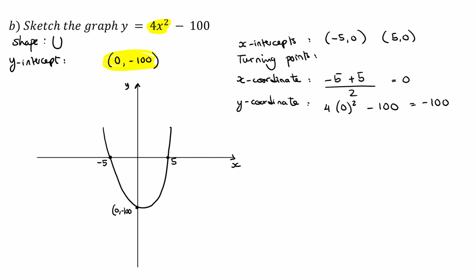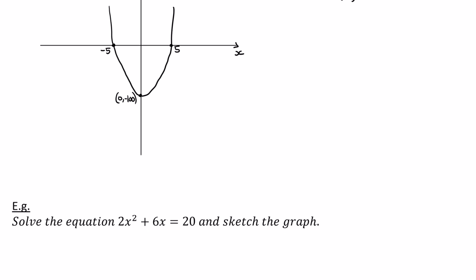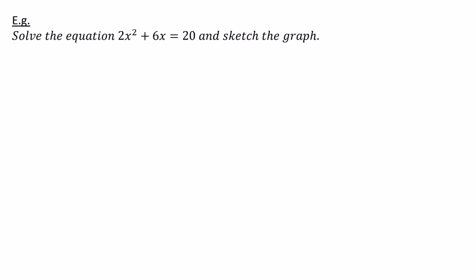Let's try and do it a bit better. There we are. So that's the turning point at 0, minus 100. And finally, my last example is: solve the equation 2x squared plus 6x equals 20 and sketch the graph.